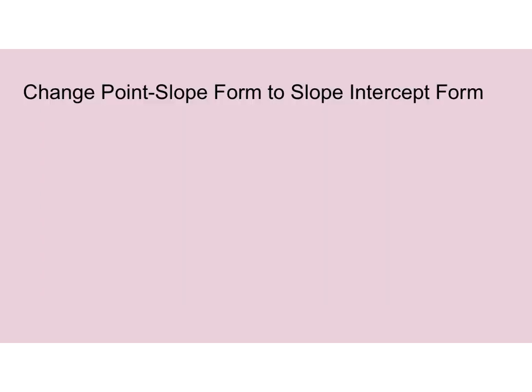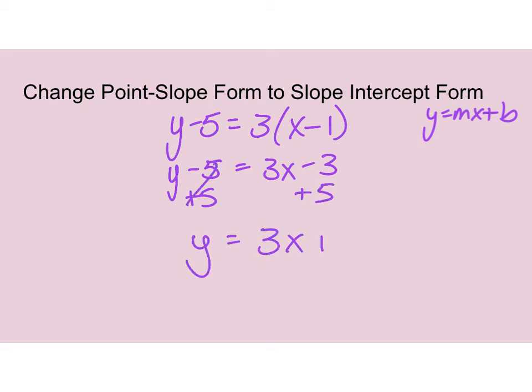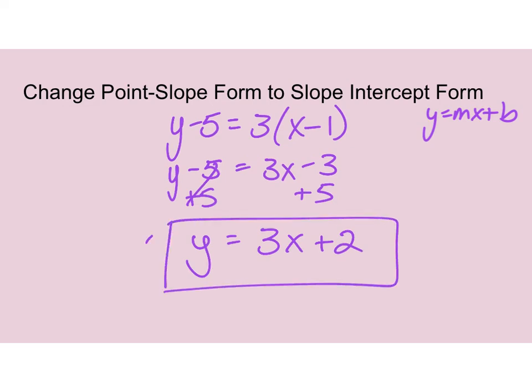y minus 5 equals 3 times x minus 1. So we're actually going to multiply, getting rid of the parentheses in order to get it into this y equals mx plus b, right? So y minus 5 equals 3x minus 3. Now I'm going to add 5 on both sides. So y equals 3x plus 2. That one came out nice and pretty for us.